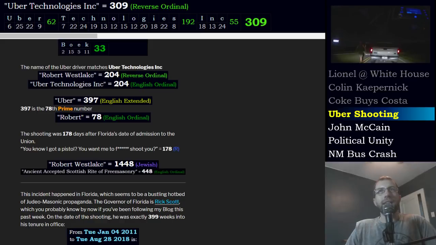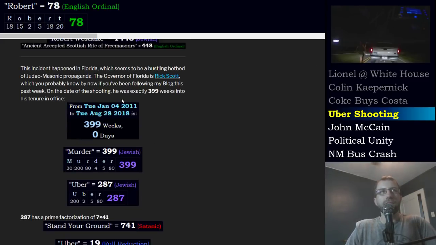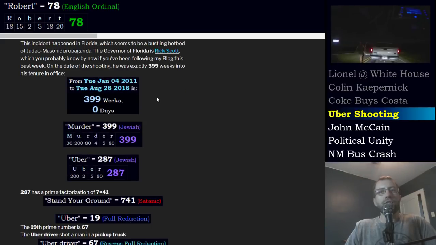Uber also has this English gematria of 397. This is the 78th prime number. The name Robert equals 78. This shooting, they didn't specify what city it occurred in. However, it did occur in the state of Florida.